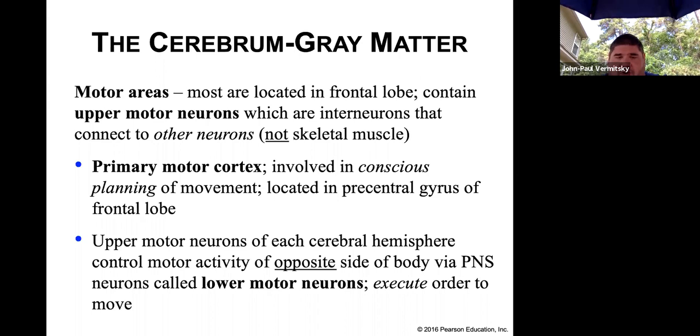The upper motor neurons of each cortical hemisphere control motor activity of the opposite side of the body via the peripheral nervous system, called the lower motor neurons, and execute the order to move. So generally speaking, the right side of the brain controls the left side of the body and vice versa.